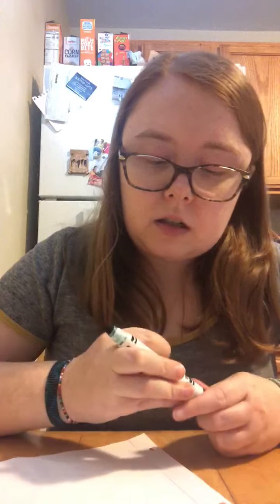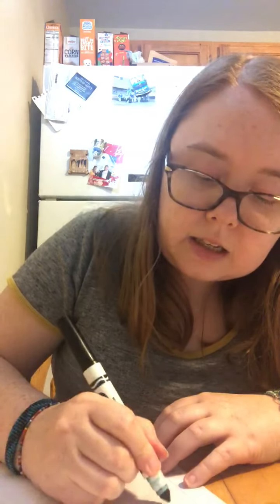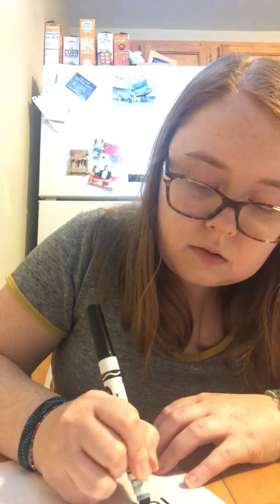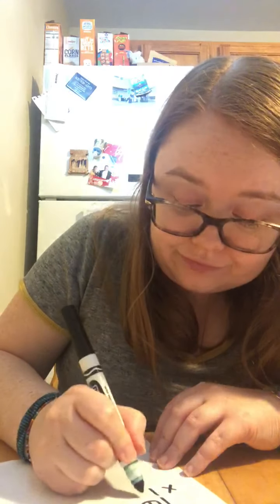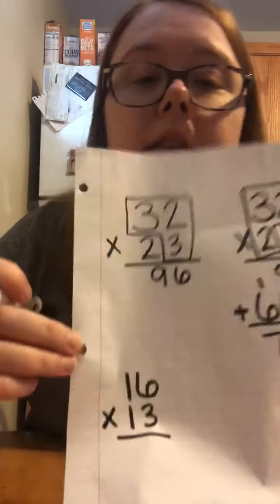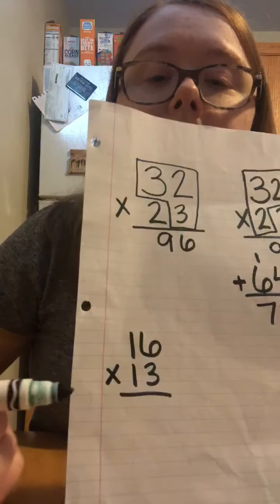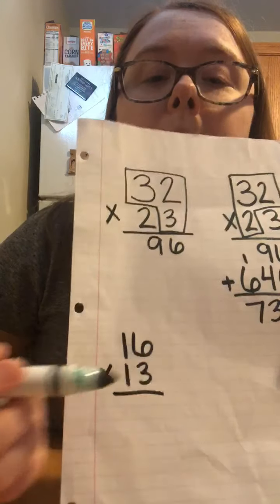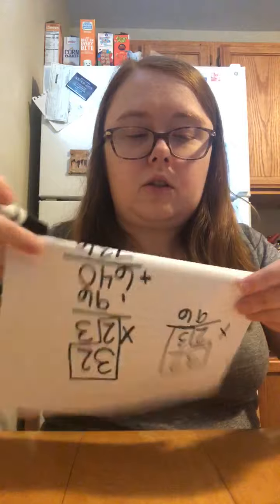Now, with your paper, you're going to follow along with the steps in this next problem. Let's write 16 times 13. So since it's 2 digits, I'm going to have 16 times 13, and I'm going to start by looking at my ones. I'm going to fold this over, so you're just looking at this problem now too.